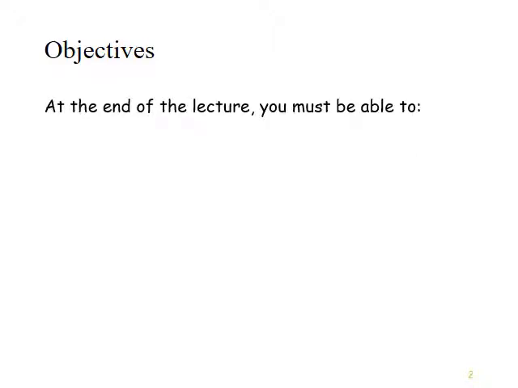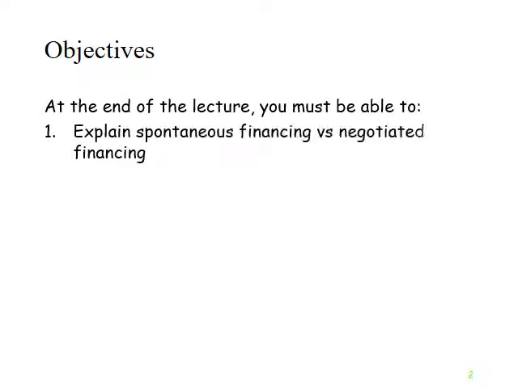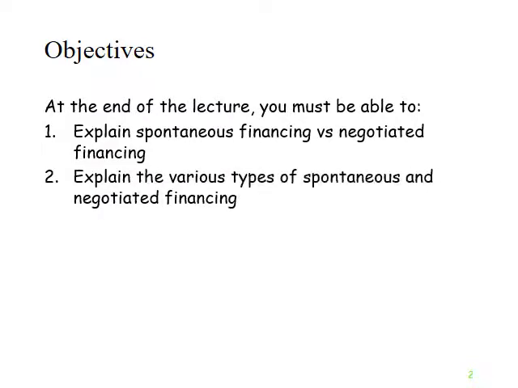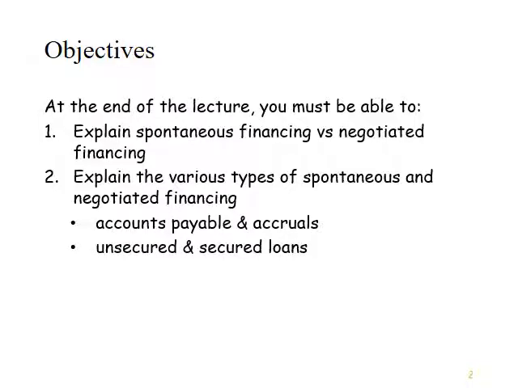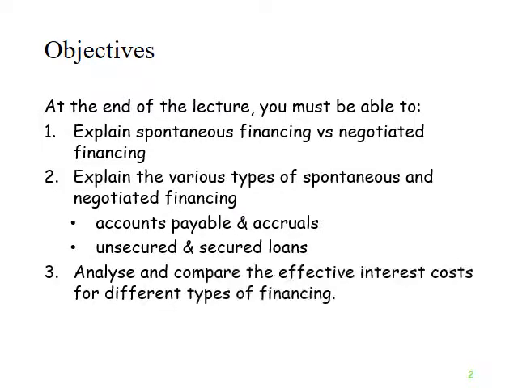Objectives. At the end of the lecture, you must be able to explain spontaneous financing versus negotiated financing. Explain the various types of spontaneous and negotiated financing: accounts payable and accruals, secured and unsecured loans. Analyze and compare the effective interest costs for different types of financing.